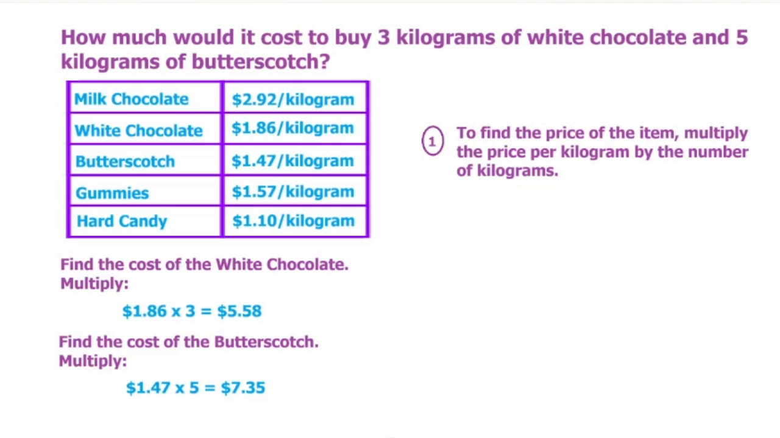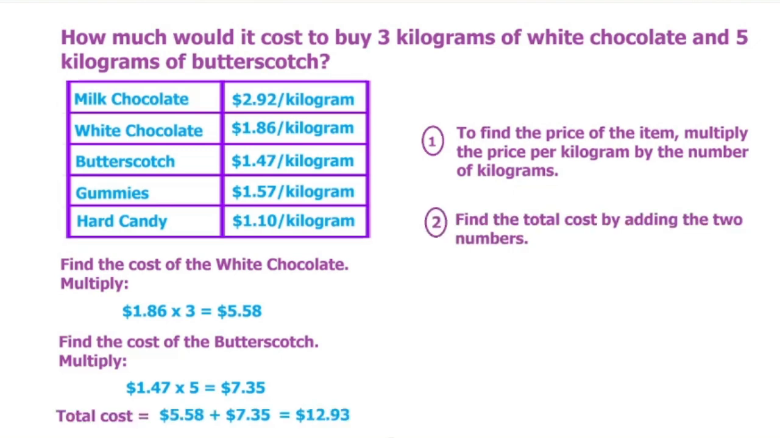Okay? So now what we do is we find the total cost by adding the two numbers. So the total cost will be the addition of 5.58 plus 7.35, and that equals 12.93. And that's it. That's the end of that lesson.